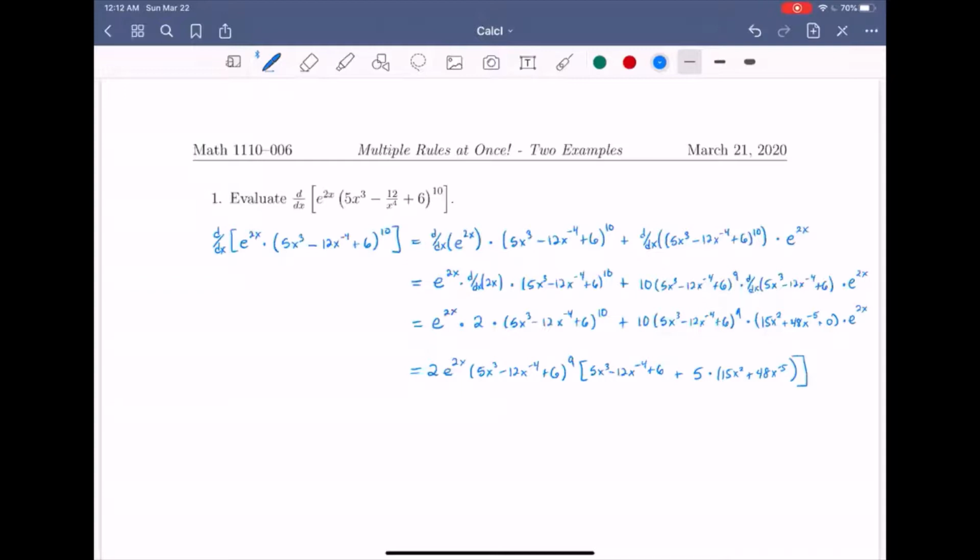All right, so here we go. We got this, and I guess I'm in the habit of simplifying, so I'll just write one more step. 2e to the 2x times 5x cubed minus 12x to the negative 4 plus 6 all raised to the 9 times. All right, well, if I put them in descending order here, the highest one is 5x cubed. Cubed is the highest. And then I've got an x squared term. It'll be 5 times 15x squared. So that would be, what? 50 plus 25 is 75. x squared.